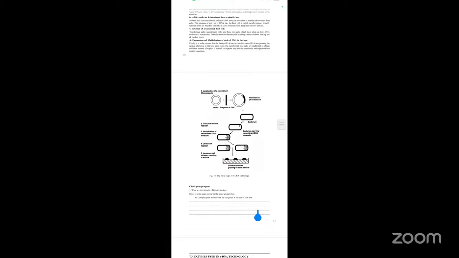For EcoRI: E. coli is the species, from the E. coli strain RY13. Escherichia is the genus, coli is the species, and the strain R is RY13. The first endonuclease to be discovered is EcoRI. HindIII is from Haemophilus influenzae, strain d, and it is the third endonuclease to be discovered.